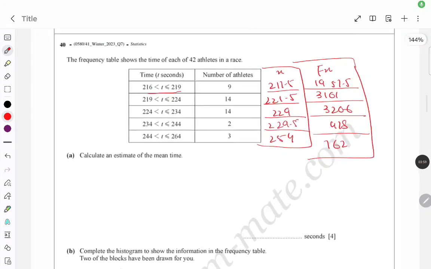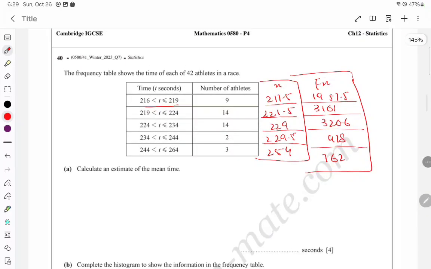Now we calculated the mean part by adding 216 plus 219 divided by 2. It will give this value. By adding 224 plus 219 divided by 2, it gives 3 values, and so on. We calculated our x, and by multiplying this value with this one, we get our fx. This is our f, this is our x. By multiplying we get our values.